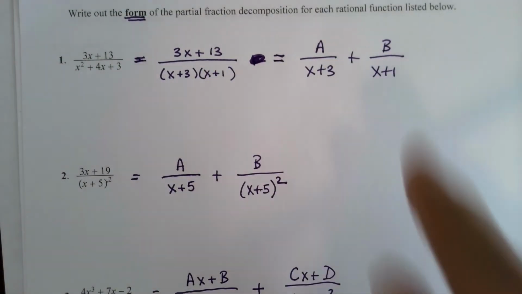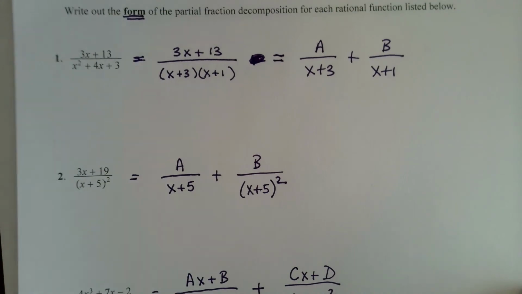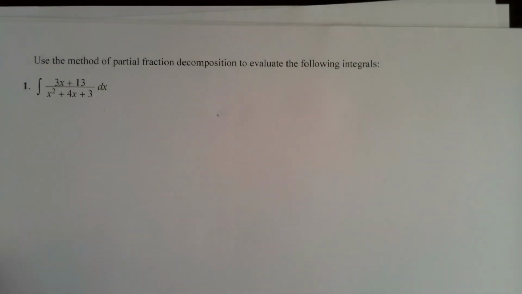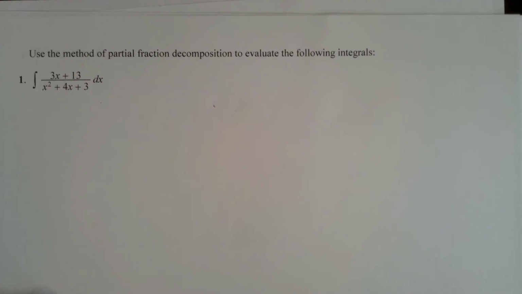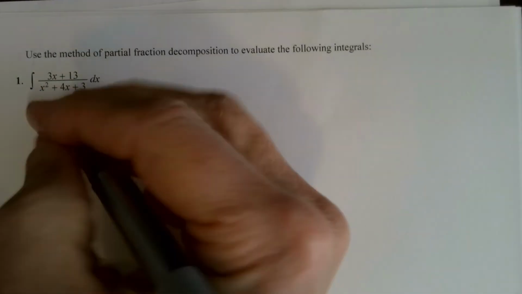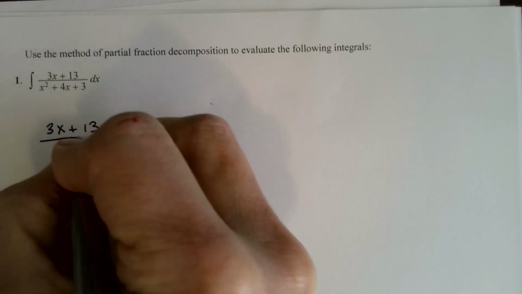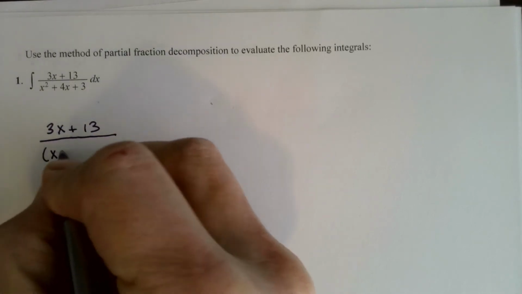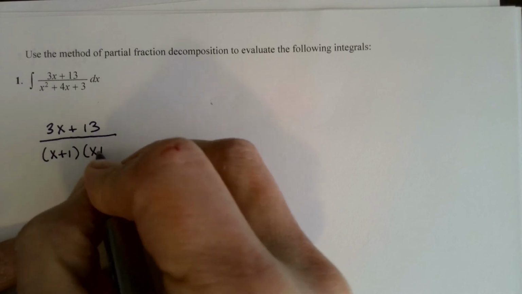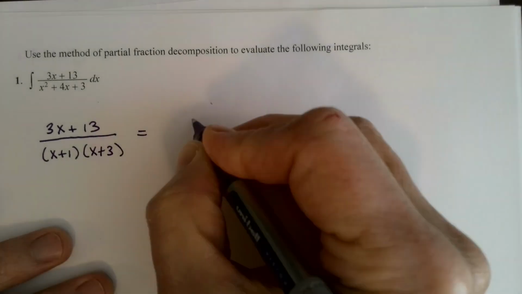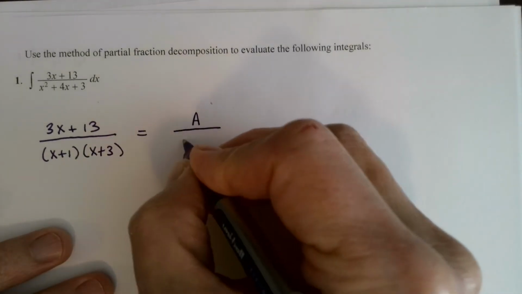Okay, antiderivative. Let's go back to this one here. How do I find the values of a and b here? Let's take a look at this one. So here's our first example now of the method. This is that same one we had, so 3x plus 13. Remember, the denominator factors as x plus 1 times x plus 3. And we said the partial fraction decomposition looks like this.